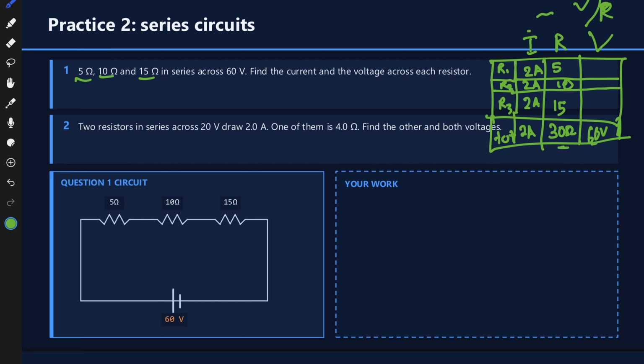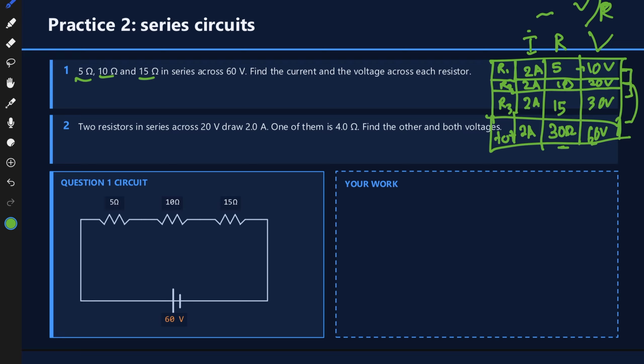Okay, and then with that, voltage is I times R, so whatever numbers you see in these two boxes, you multiply them and you put those in the voltage boxes. So 2 times 5, 10 volts. 2 times 10, 20 volts. 2 times 15, 30 volts. You add all these up, you'll still get 60.